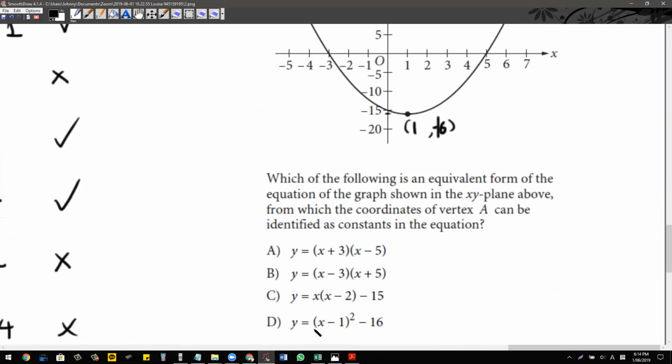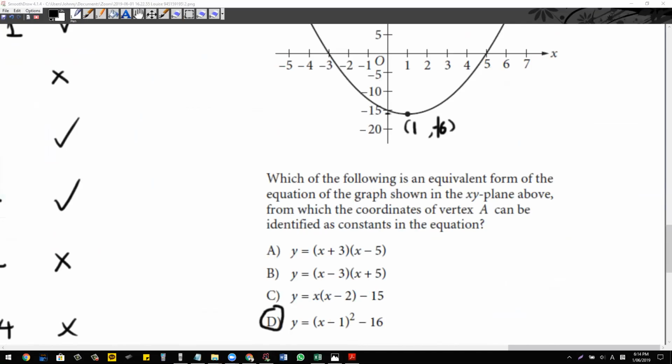Is it D? That's right. That's the correct answer. You can circle that one. Oh, right. Okay, sorry, it didn't work. Okay, so that's the correct answer.